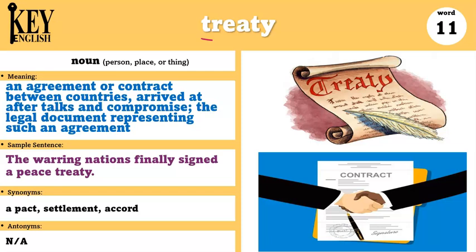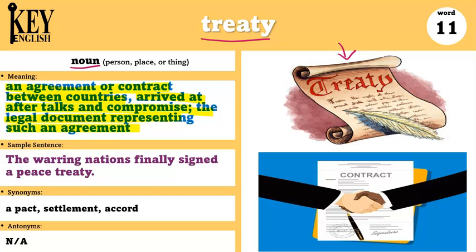Our next word is treaty. Treaty is a noun, and a treaty is an arrangement or contract between countries, arrived at after talks and compromise. The legal document representing such an agreement. So a treaty is basically a piece of paper between two countries. And the treaty says that they promise that they will work together.